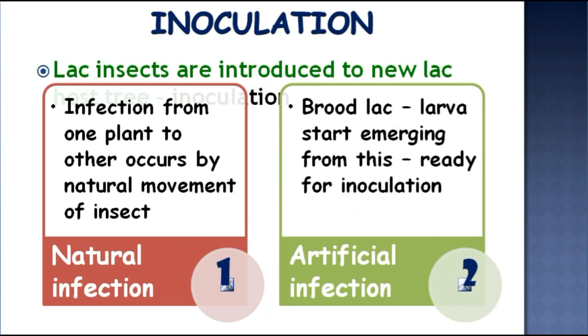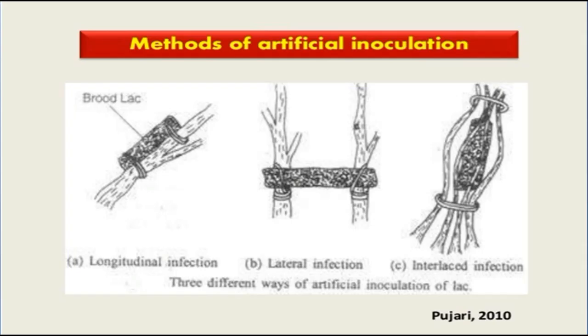So what is meant by brood lac? Prior to about 2 weeks of hatching, lac bearing sticks are cut to the size of 6 inches. They are called the brood lac. After cutting the brood lacs from the sticks, they are kept for about 2 weeks in some cool place. This is the brood lac we are talking about.